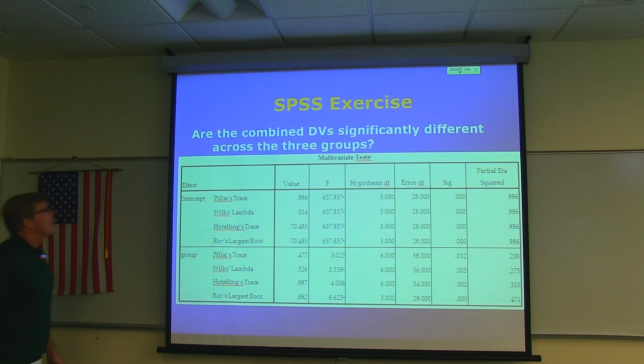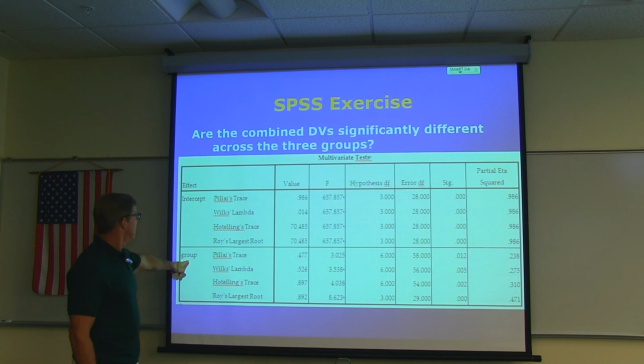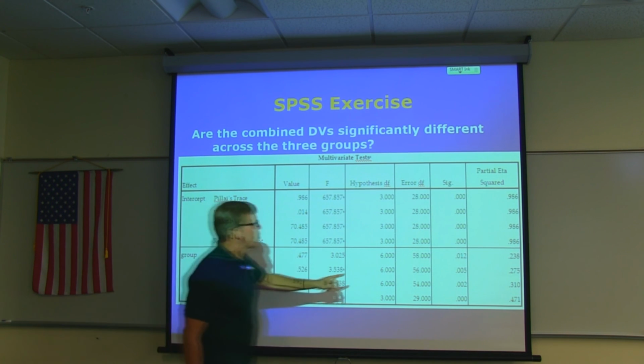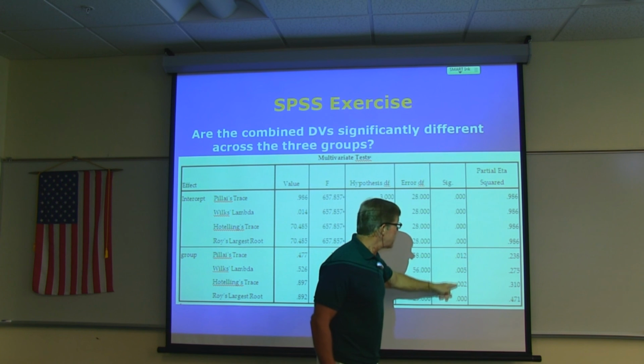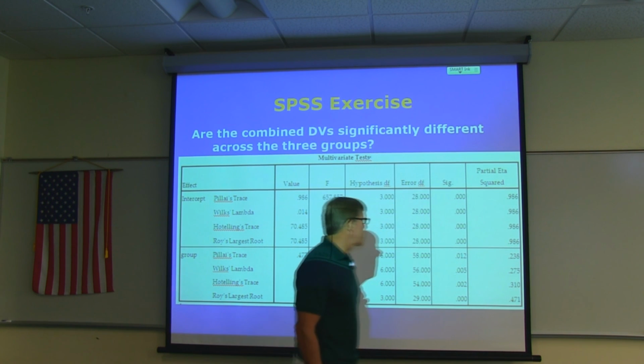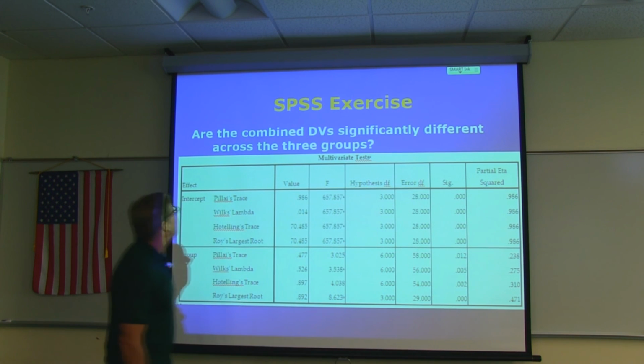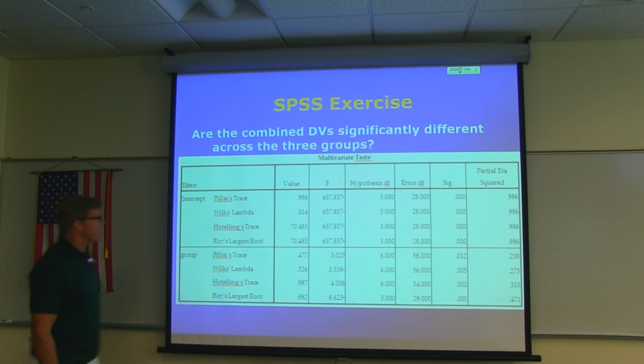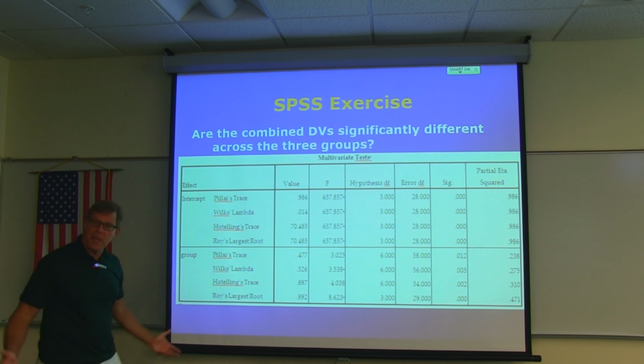We have our output. Are the combined DVs significantly different across the three groups? Well, let's take a look. We have our 4 F statistics. The answer to the question is yes. Look at these sig values. All these p values are less than 0.05. So the answer is yes. Are the combined DVs significantly different across the three groups? Yes. What does this mean?